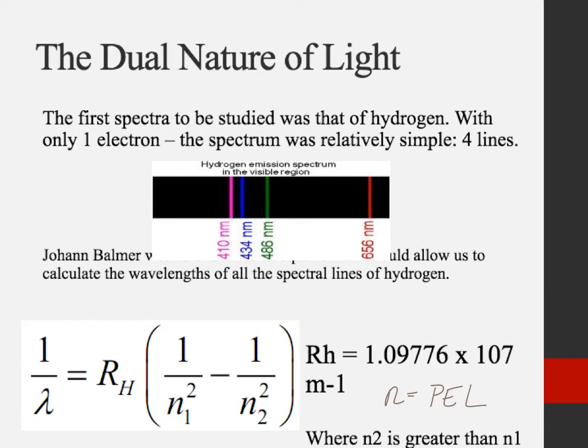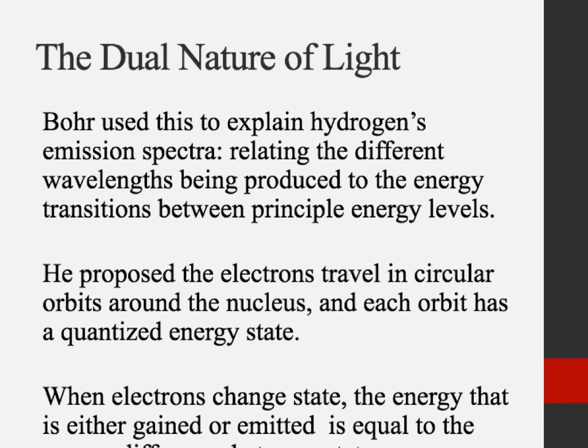And oddly enough, he was a Swiss school teacher in 1885. So you can see there's a lot of people that had their hand in the mix back then. So now Niels Bohr comes along and he uses this to explain hydrogen's emission spectra, relating the different wavelengths being produced to the energy transitions between the principal energy levels. He proposed that electrons travel in circular orbits around the nucleus, and each orbit has a quantized energy state.